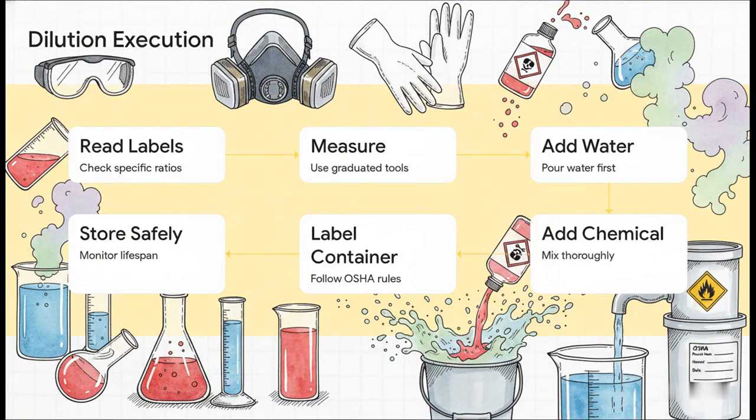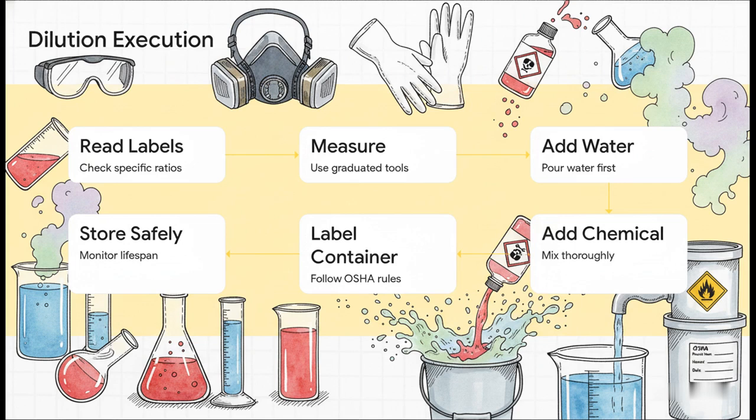Now, understanding chemical classifications is only step one. The masterclass standard demands precise execution, because without exact precision dilution, even the perfect chemical instantly becomes an operational liability. This rigorous six-step standard operating procedure is what protects both your workforce and your facility.